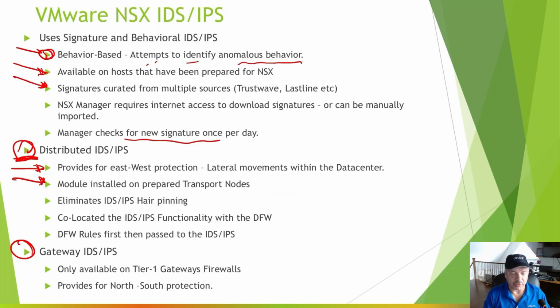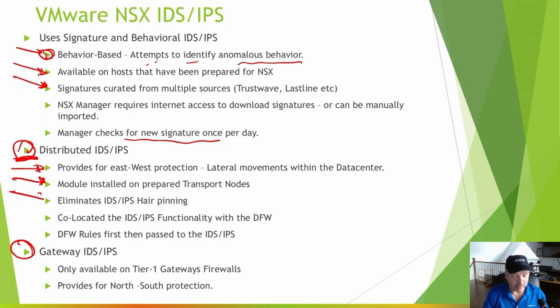This is as modules are installed on prepared transport nodes. The distributed IDS IPS is really just the distributed firewall. It's a portion of that you're turning on. So when I talk about the distributed firewall, there's a filter that's installed on the virtual NICs of your VMs. Well, the IDS IPS is inside that filter. And again, you could view what's inside that filter by running the various commands from a host. And I demoed that in the distributed firewall. You may want to look at that afterwards.